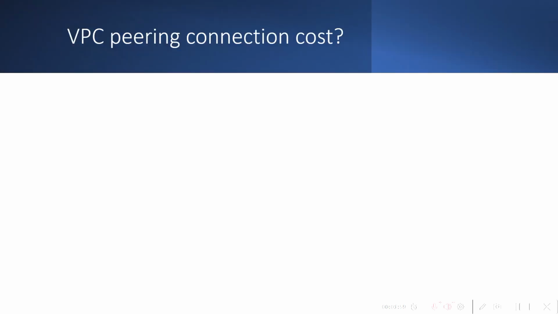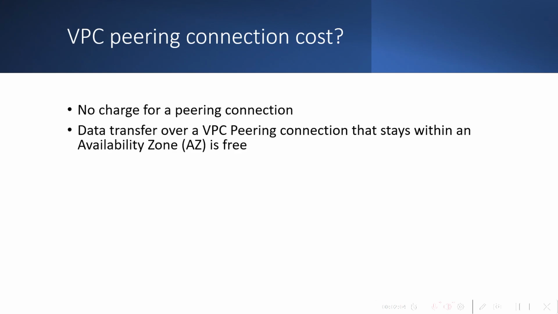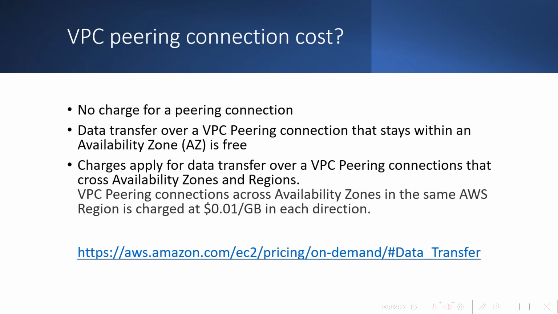What is the VPC peering connection cost? There is no charge for a peering connection. Data transfer that stays within an availability zone is free, but when this crosses the availability zone, then you have to bear the charge, and you will be charged at $0.01 per GB in each direction, whether it is ingress traffic or egress traffic. So you can get more details from this link which I have given in this slide.